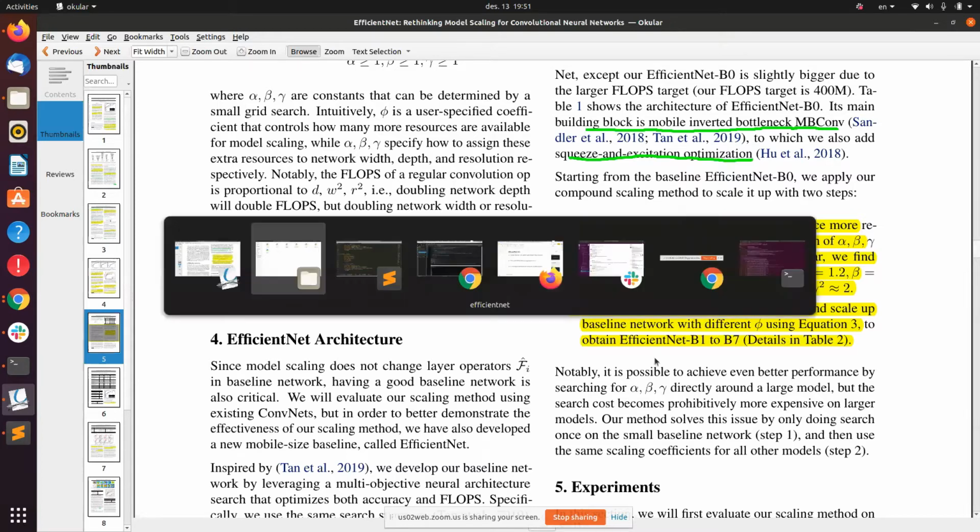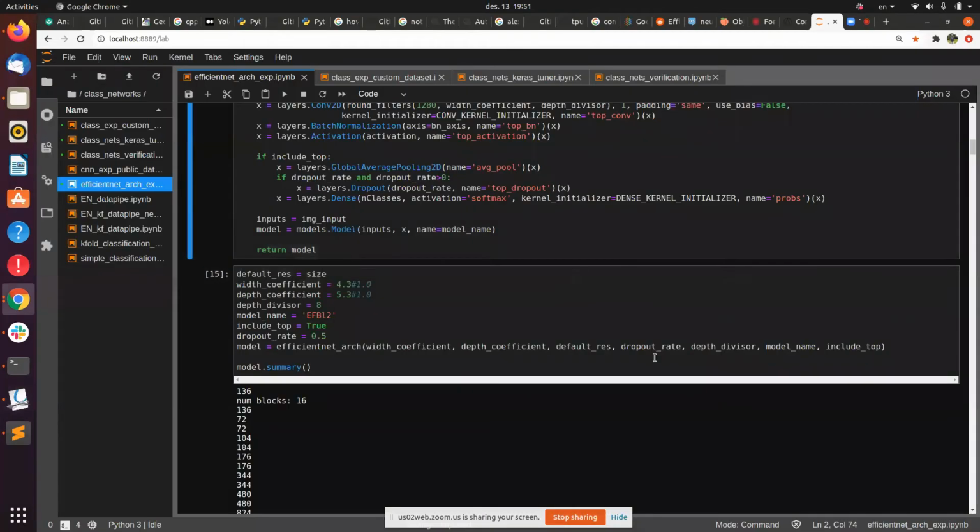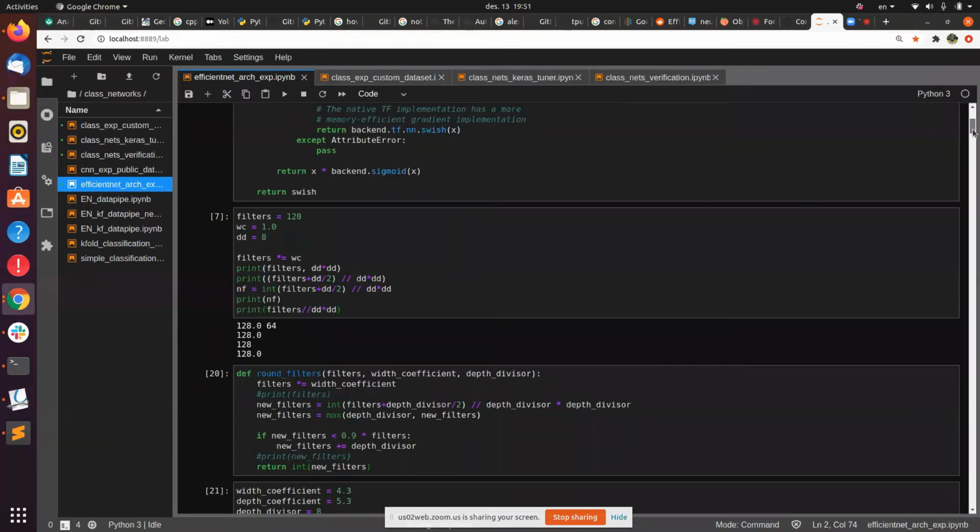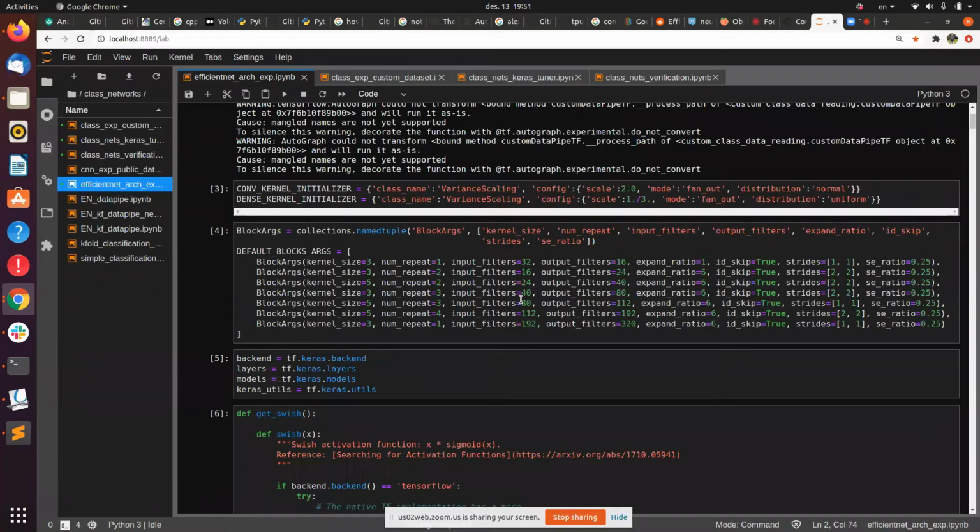I mean, as I showed here, they have initialized some predefined values. So what will happen if I change this one? They might have got this from the AutoML framework. These are the initial base network parameters.